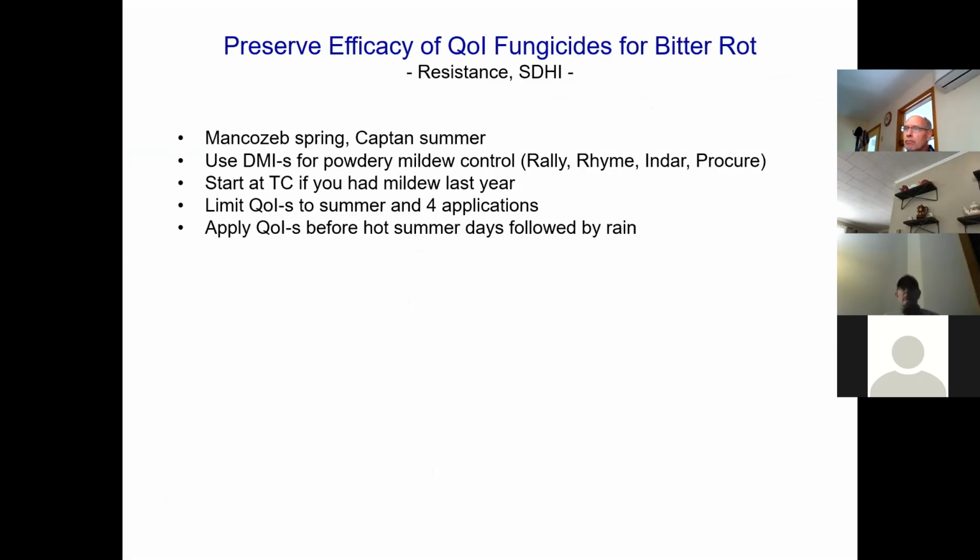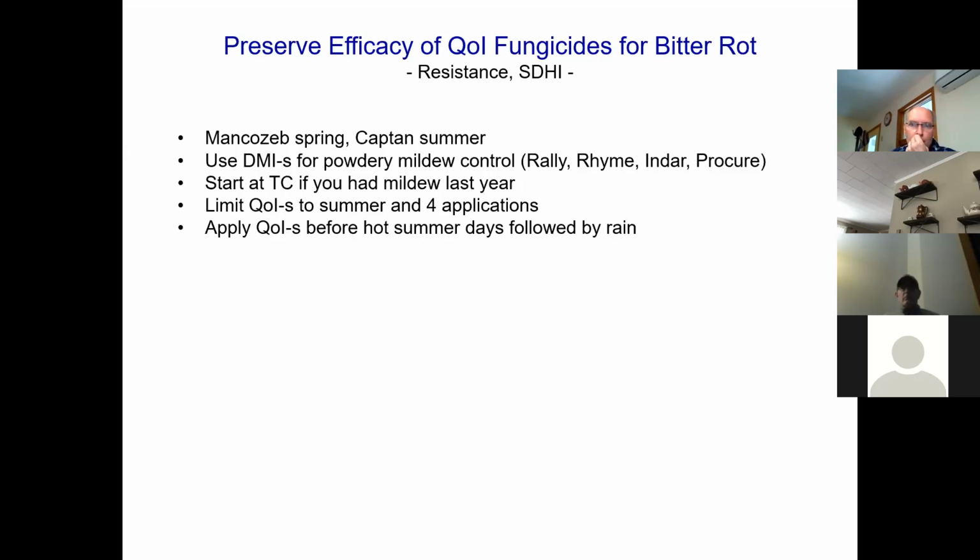In terms of advice for management of bitter rot and avoiding resistance to QoI fungicides, first of all, I believe it's important to use Mancozeb early in the spring and then switch to Captan during the summer to honor the 77 days pre-harvest interval. I would advise you to use DMI fungicides primarily to control powdery mildew, so not QoI fungicides, FRAC 11, but lean more on DMI fungicides such as Rally, Rhyme, Indar, and Procure. And never skip your pink and petal fall spray.